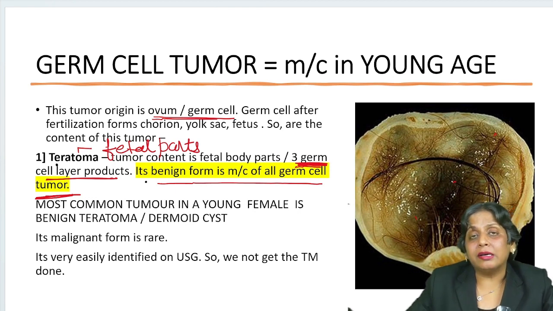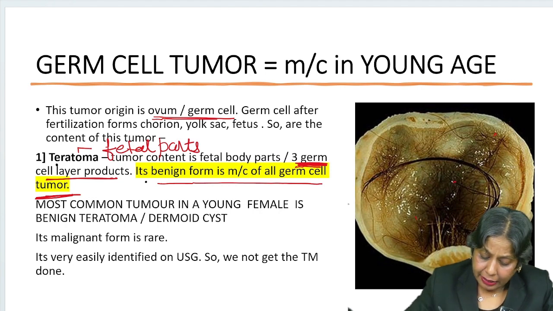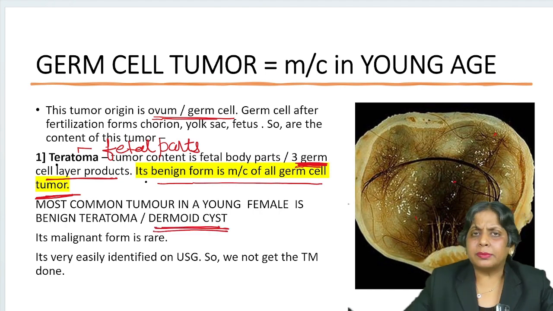So if any young girl is coming to us with a tumor, then it is going to be the germ cell tumor, and of the germ cell tumors which variety will it be? The variety will be the benign teratoma. Okay, benign teratoma is also known as dermoid cyst. Its malignant form is rare, so we are not going to discuss the malignant form here.